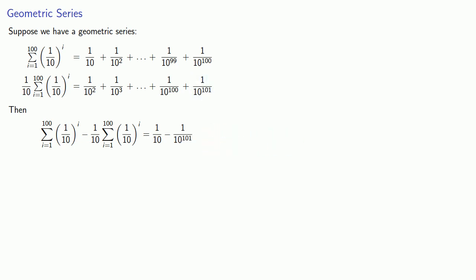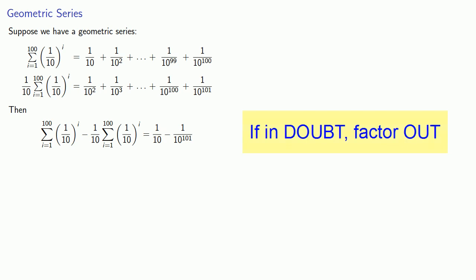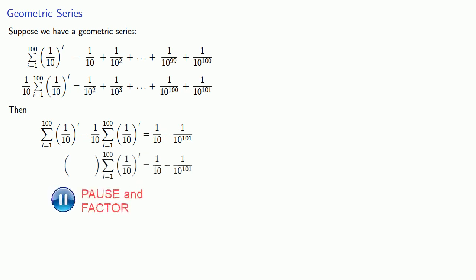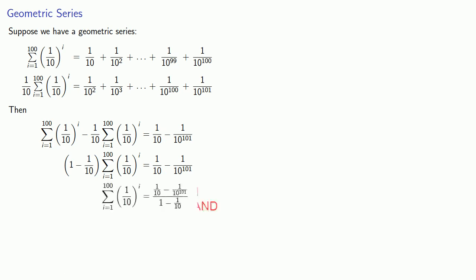And though I really detest bumper sticker mathematics, there is one phrase that's useful. If in doubt, factor out. We see that both of the terms on the left-hand side have this factor of the sum from 1 to 100 of (1/10) to the i, so let's remove that as a common factor, leaving us with... And that allows us to solve for the sum of the series.